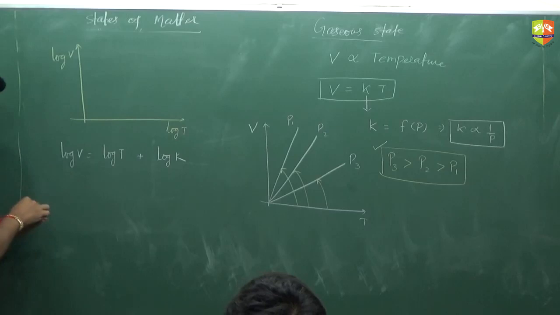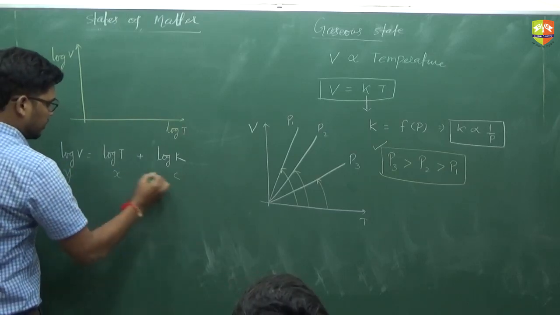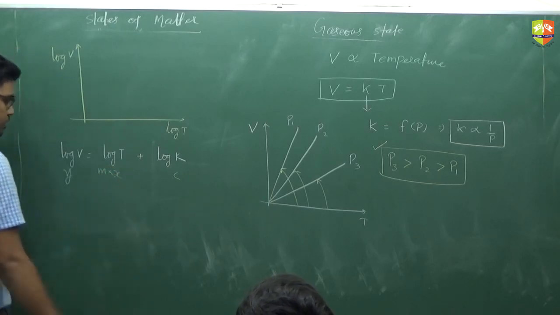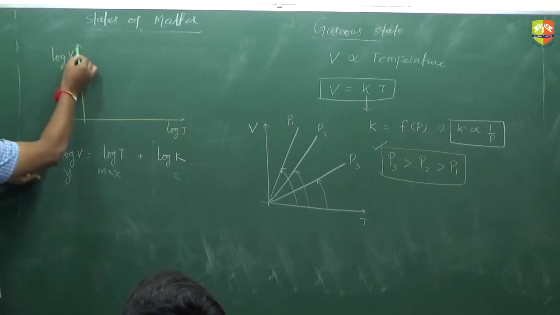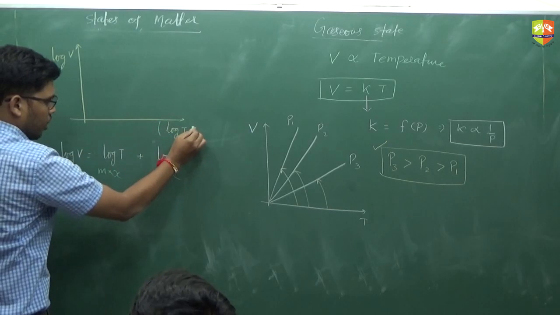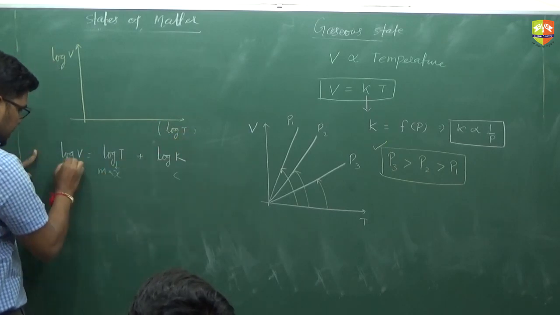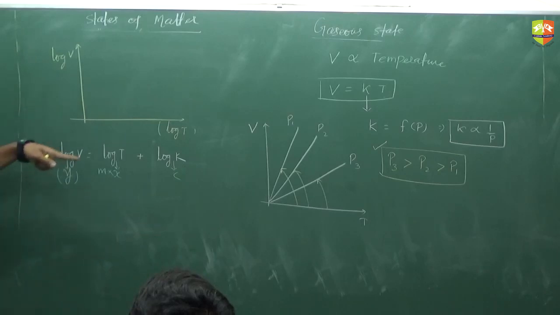Log V is Y, this is X and this is C. So Y is equal to MX plus C, where M is equal to 1. Log V is Y here, the Y axis is log V, right? X axis is what? Log T. Log T is X, log V is Y, and log K is a constant C. K is a constant, right?